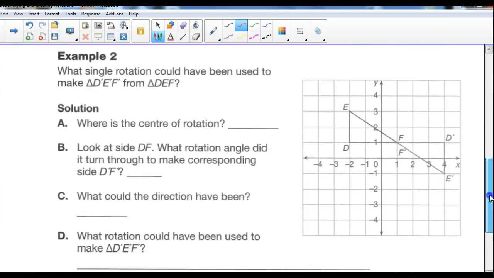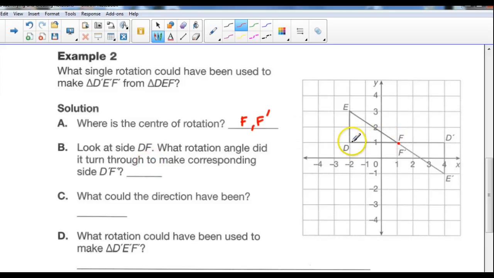So what single rotation could have been used to make triangle DEF prime from DEF? Okay, so there's our pivot point right there. Where's the center of rotation? Well, our center of rotation is right here. Okay, so that's F and F prime. Look at side DF, this side right here. What rotation angle did it turn through to make the corresponding D prime F prime?